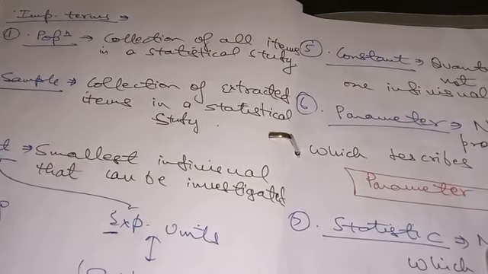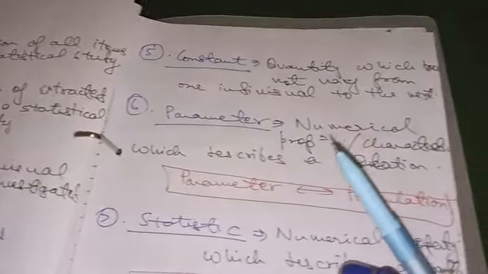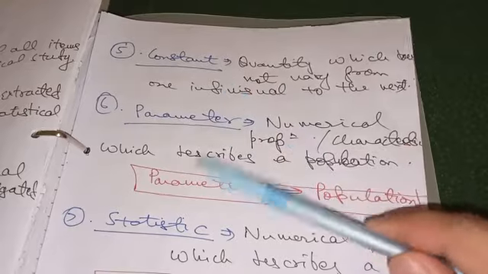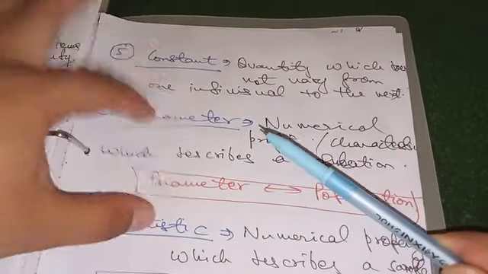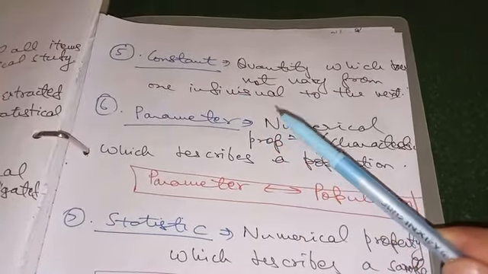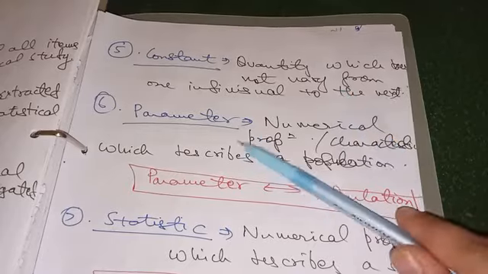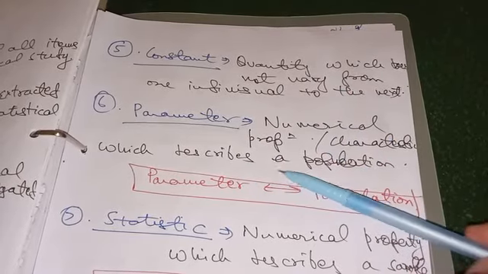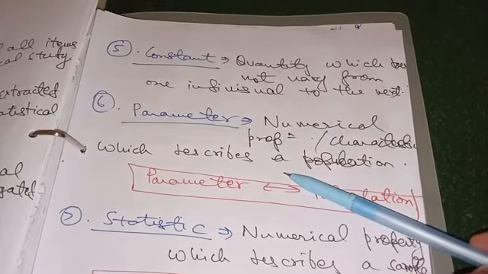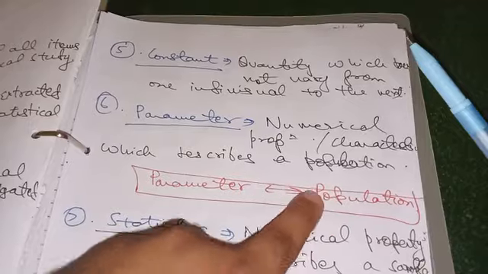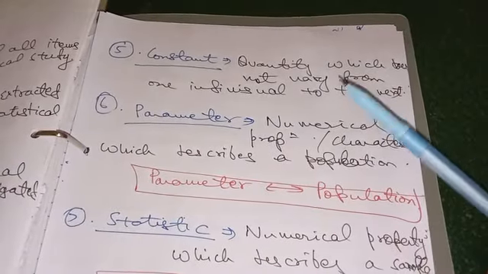So next are constant, parameter and statistic. These terms are related and very important. Constant, as you already know, is a quantity which does not vary from one individual to another. Parameter is a numerical property or characteristic which describes the population. So any numerical characteristic or property which describes the population is called a parameter. P for parameter, P for population, PP. It is a mnemonic which I used to learn.